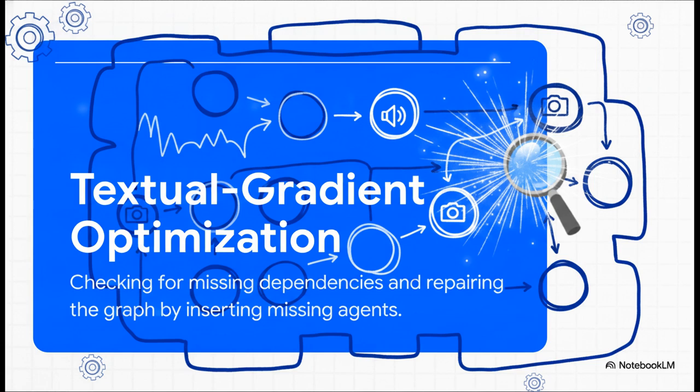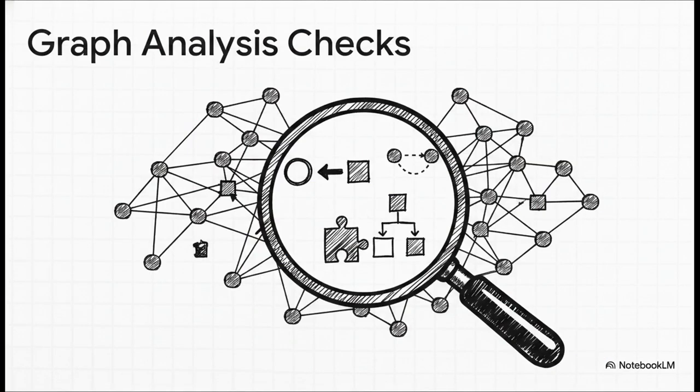So if the AI realizes it needs an audio track to make a beat-synced video, but oops, it forgot to include an audio extraction step, this optimizer automatically repairs the graph by inserting that missing producer agent. It essentially guarantees that the plan is actually executable. To pull this off, the system structurally analyzes the graph across a few key dimensions.